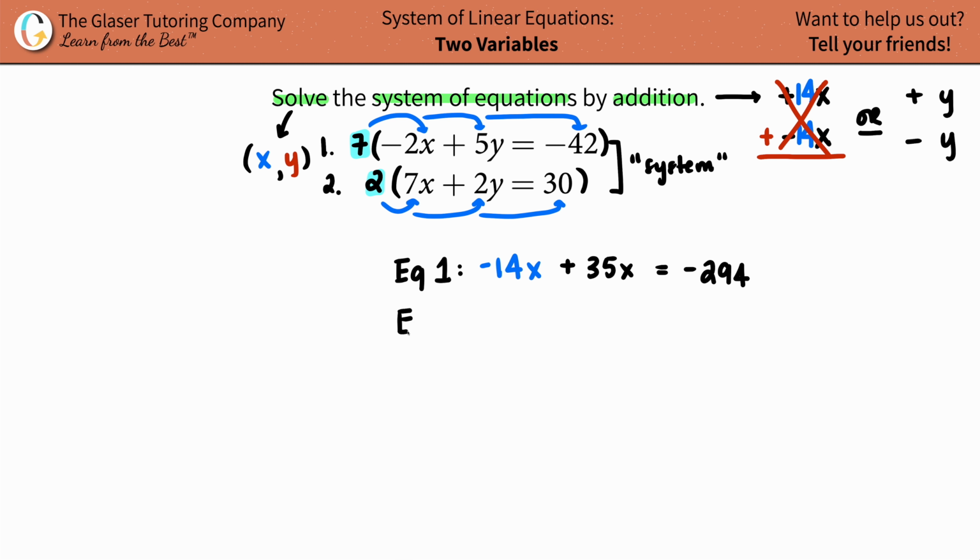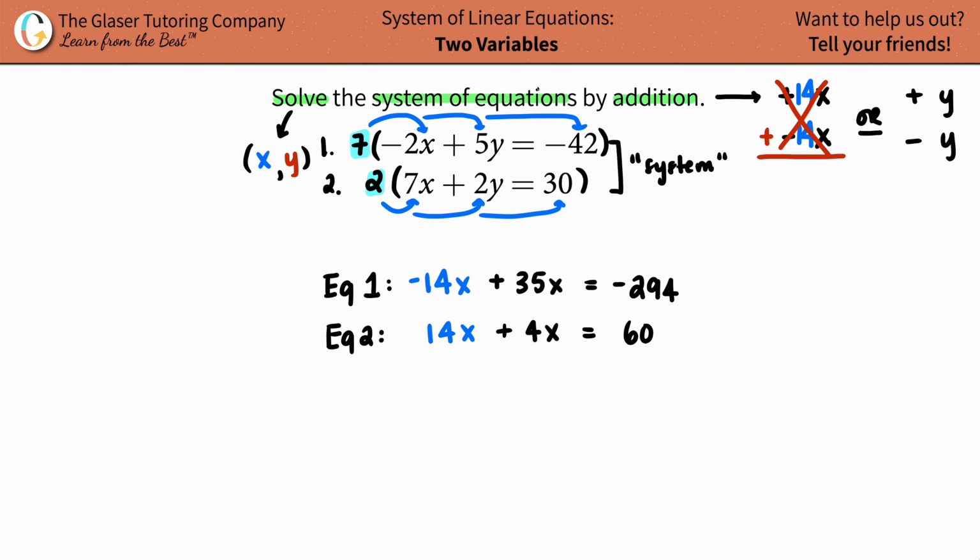Now let's do equation 2. So what do we get? We got 2 times 7, this is the positive 14. Keep going with it. 2 times 2 is 4, so plus 4y equals 2 times 30, well, 2 times 30 is 60. Now, since we have a negative 14 and a positive 14, we're going to add these equations up. That's the addition, and when you do that, goodbye 14s.